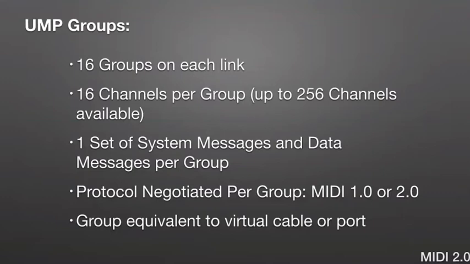We get more channels. There are 16 groups on each link, 16 channels per group, so 256 channels. There's one set of system messages and data messages per group, and the protocol is negotiated per group. So I firmly believe that for the next few years, what we'll see is hybrid systems. We'll see systems that have, for example, a MIDI 2.0 keyboard and controllers, but also have maybe a MIDI 2.0 tone generator and a MIDI 1.0 tone generator in it. And the MIDI messages that are sent to those different parts of that device will be translated, because we worked really hard on making it easy to translate from MIDI 1 to MIDI 2. You can think of the group as equivalent to a virtual cable or a port. That's the simplest way to look at it.